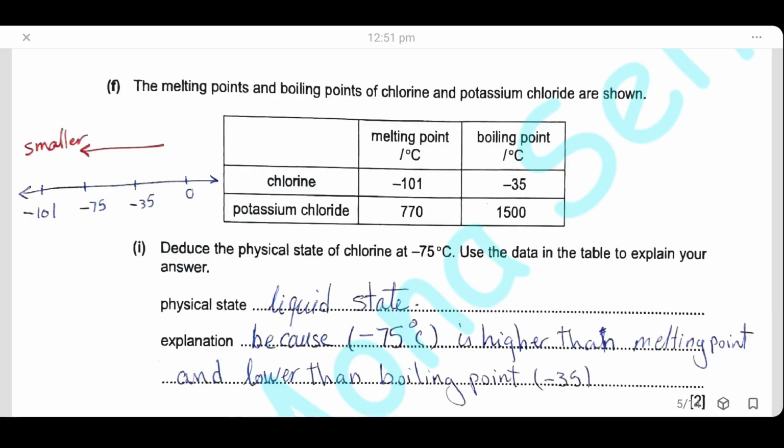So the physical state of chlorine at -75 is a liquid state because -75 Celsius is higher than the melting point, so it's already melted, it's a liquid, and it's lower than the boiling point, so it's still a liquid. So the physical state will be liquid state.